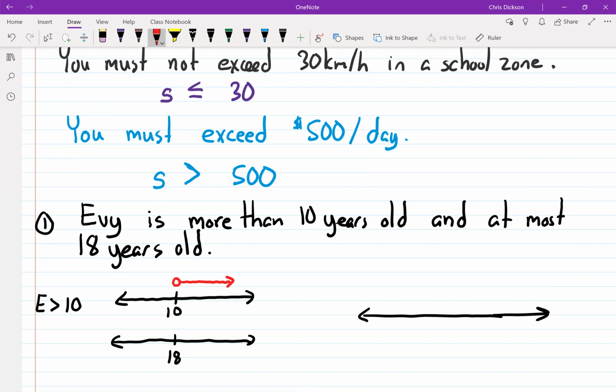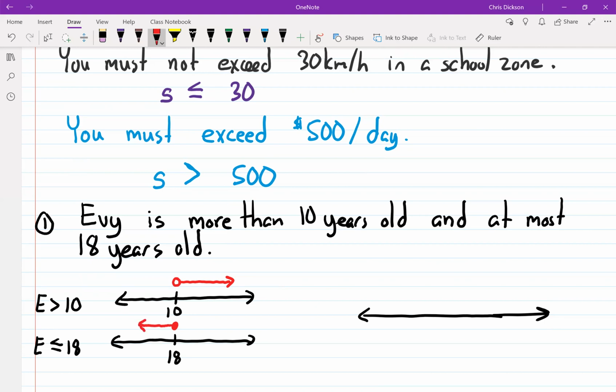And now, because at most, what would that mean, at most? So at most he can be is 18. So he must be less than or equal to 18. So would I use an open circle or a closed circle here? Well, I would use a closed circle. But now he has to be less than that number.